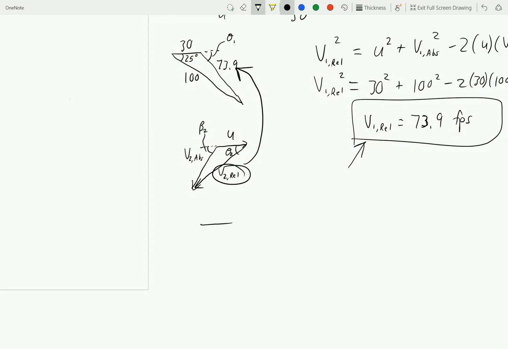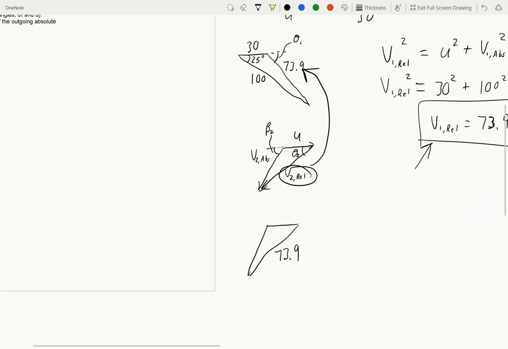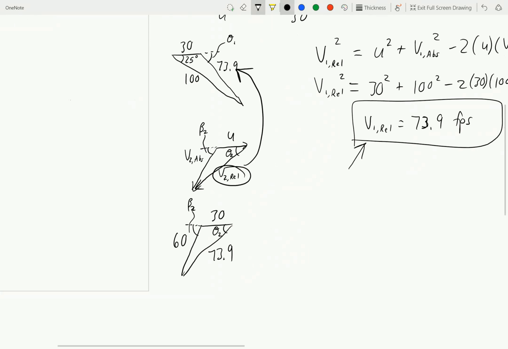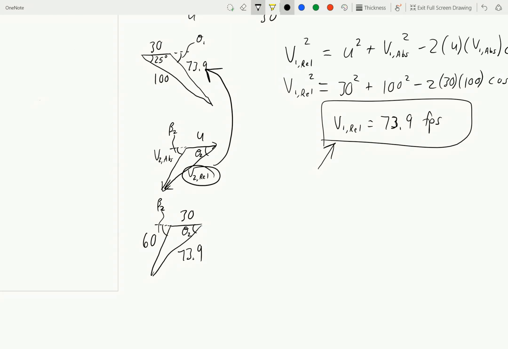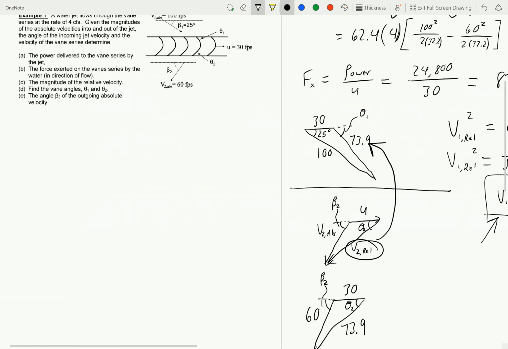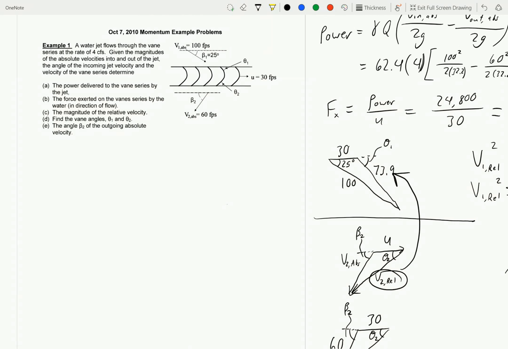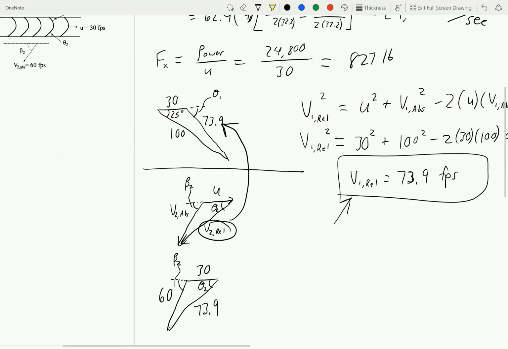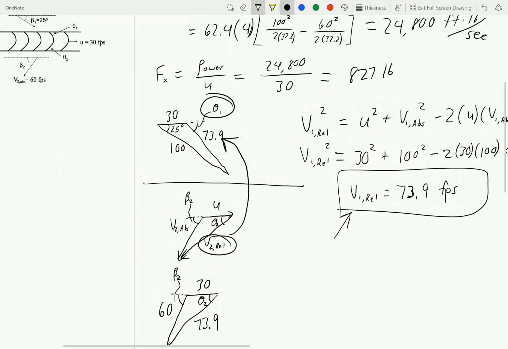So if we redraw this triangle, we have 73.9. We have the outgoing given in the problem as 60 feet per second, and then we have 30 for the value of U. This angle is again still beta 2, and this angle is still theta 2. Those are our two unknowns for the second part. So for this next part, it asks us to find both of the vane angles, which are again here theta 1 and theta 2.